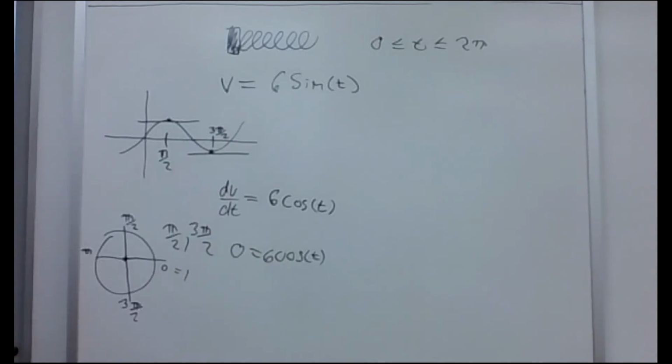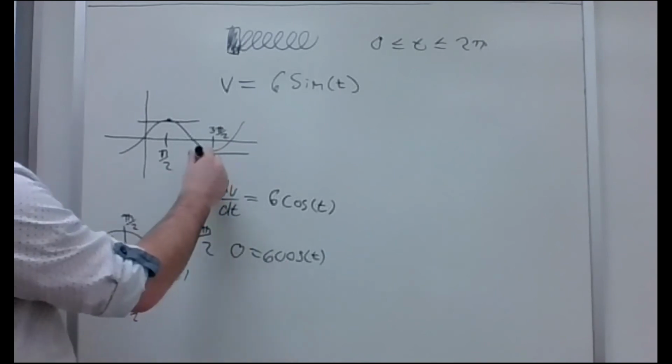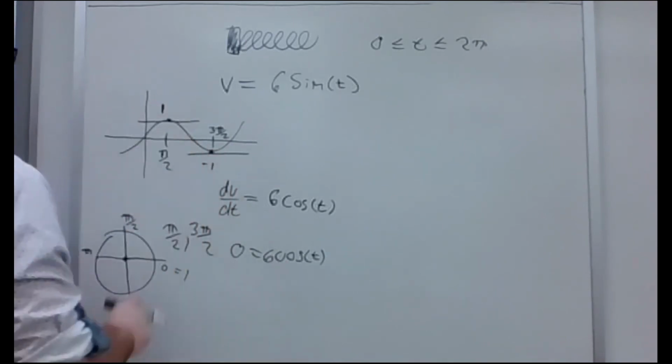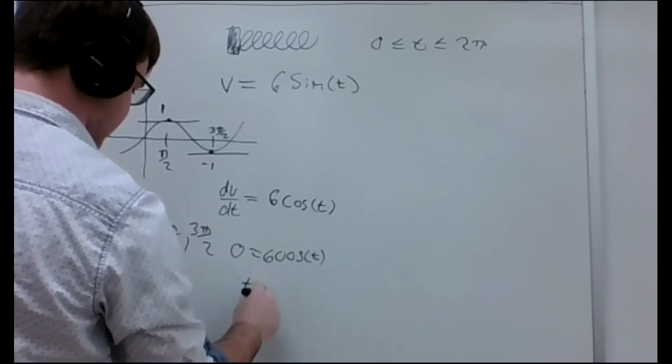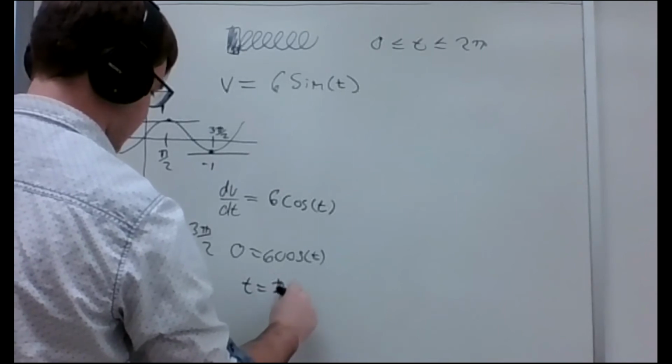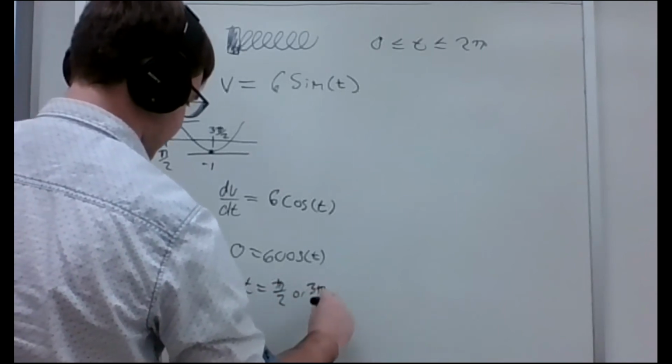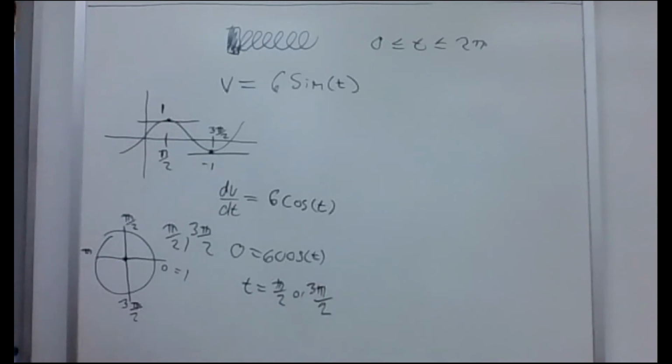And if we were asking for, let's say, speed, then it wouldn't really matter, because the speed is the absolute value of velocity. But if asked where the velocity is the greatest, I guess this is a -1 and this is going to be a 1. So our t is going to equal pi halves or 3 pi halves. And I think in this context, either of them would work.